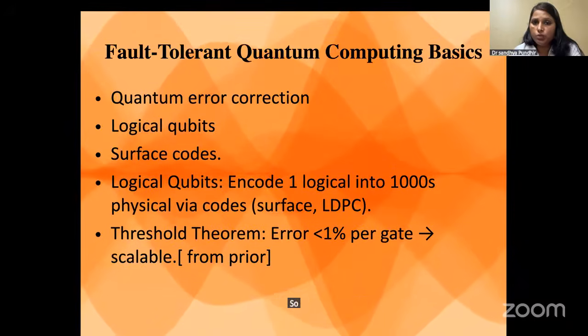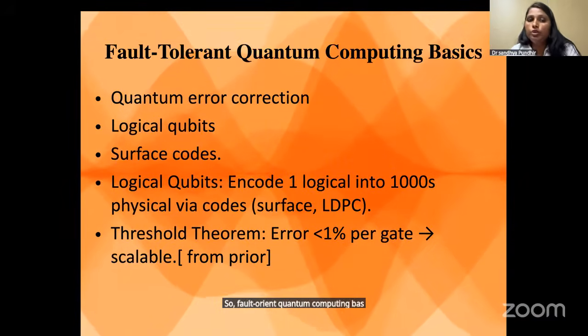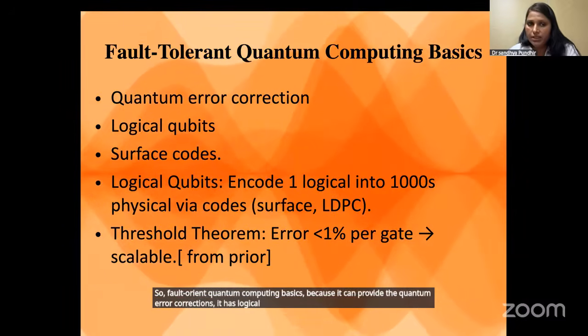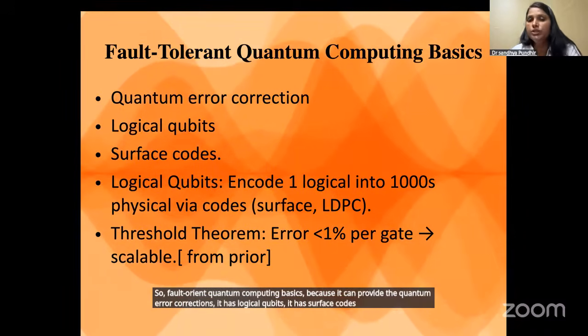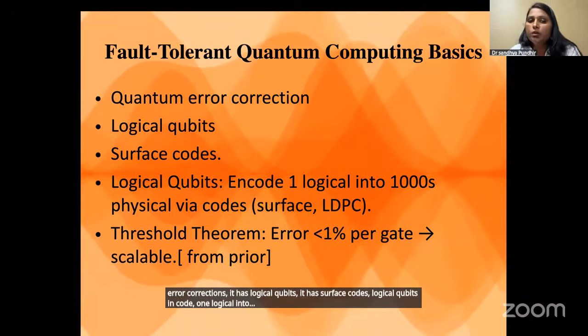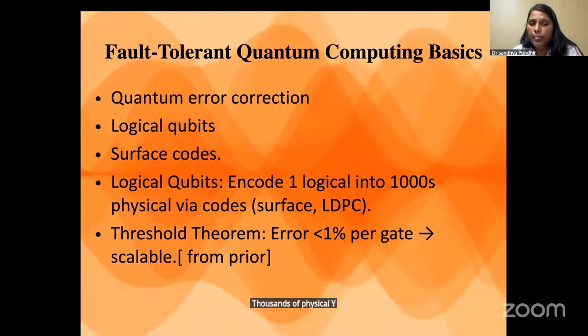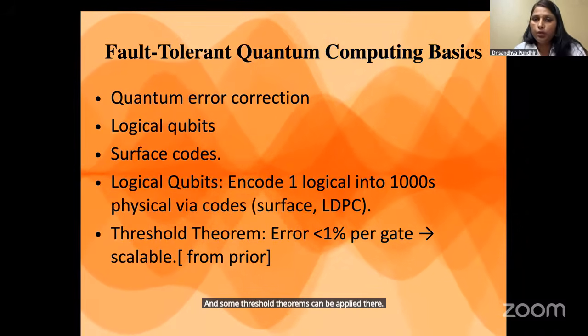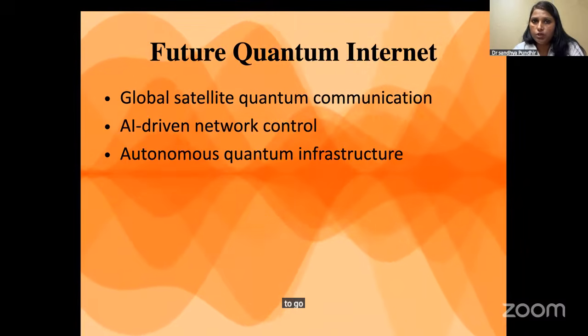Fault-tolerant quantum computing basics, because it can provide quantum error correction. It has logical qubits and surface codes, where one logical qubit is encoded into thousands of physical qubits, and threshold theorems can be applied there to achieve fault tolerance.